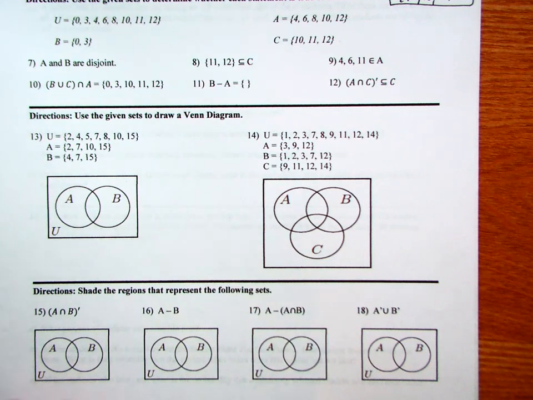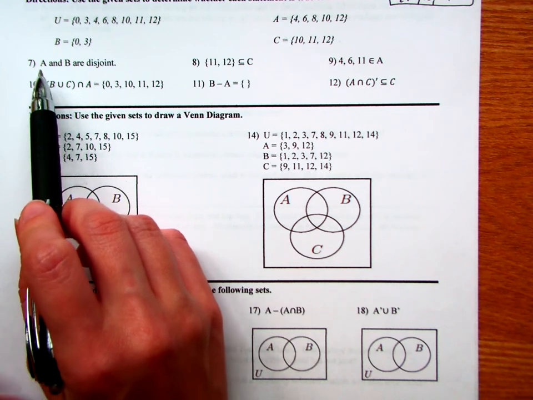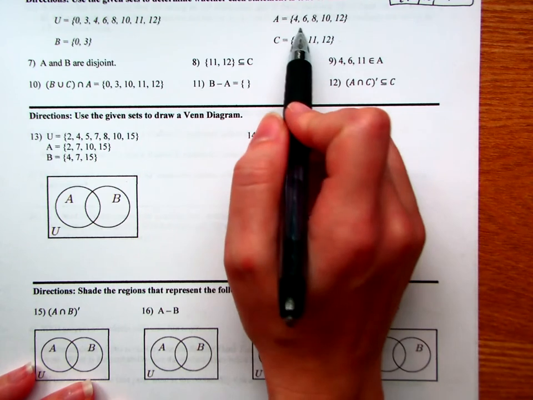This is number 7 through 12 on the study guide. We have another set of sets, and we're trying to decide if the statements are true or false. First statement says that A and B are disjoint. That means that they have nothing in common.